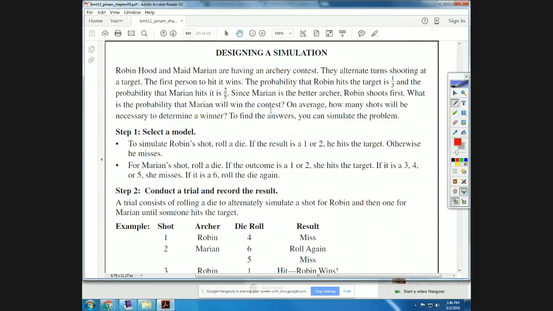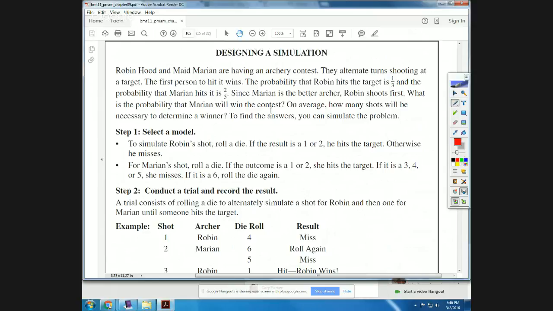Since Marian is the better archer, Robin gets to shoot first. So the question is, because he gets to go first, does he now have an advantage even though she's a better shot? That's what we're going to try and answer here with the simulation. So here's the suggested way to simulate it.